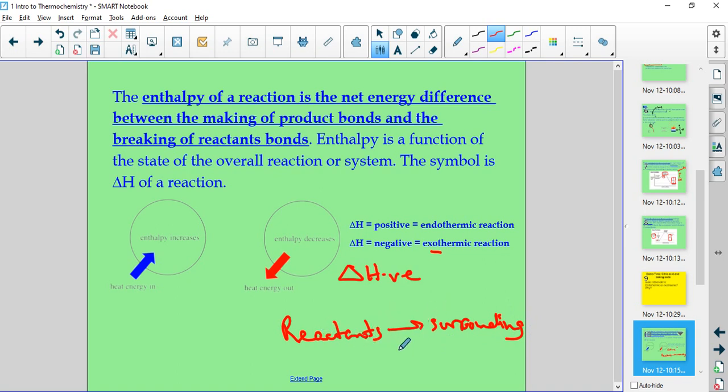Now if you think of the difference between products and reactants, let's use a similar analogy. We're going to make something up. We have 10 kilojoules, and let's say our products have 5 kilojoules. So that difference was a loss. Surroundings gained those 5 kilojoules, but the system that we're talking about here, the reactants themselves, went from 10 to products, which is now 5. So it's a negative enthalpy change.